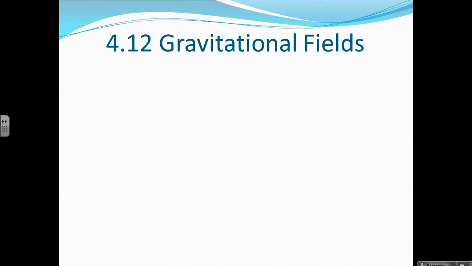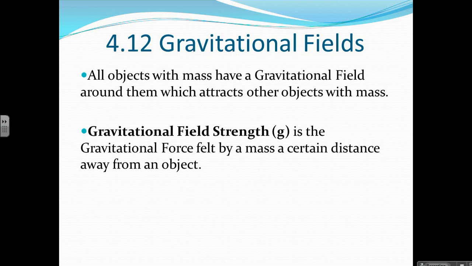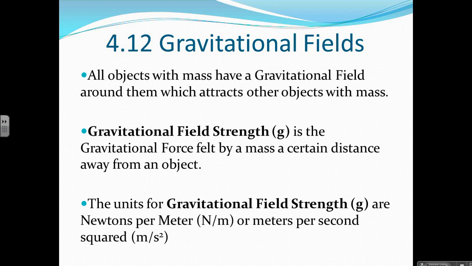We also have to take a look at gravitational fields. All objects with mass have a gravitational field around them which attracts other objects with mass. Gravitational field strength, or little g, is the gravitational force felt by an object a certain distance away from the object. And the units for gravitational field strength are newtons per meter, or meters per second squared.